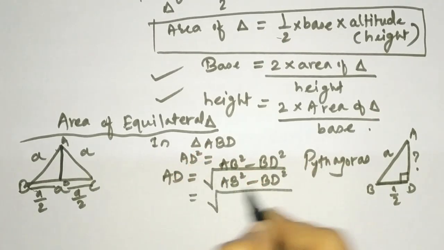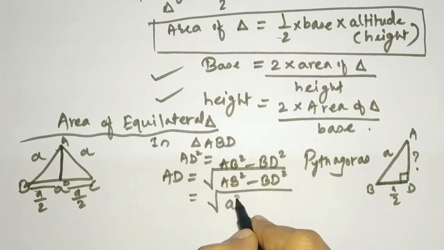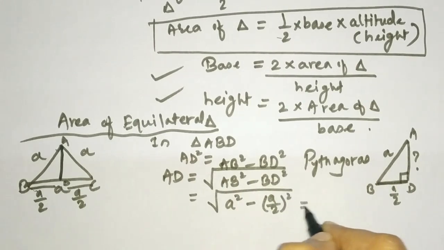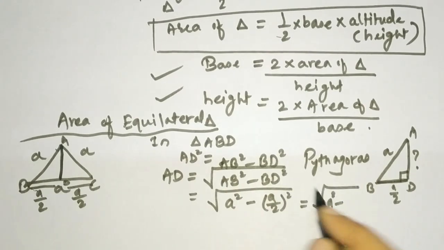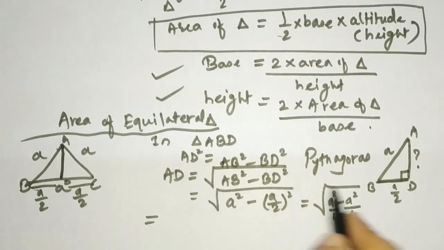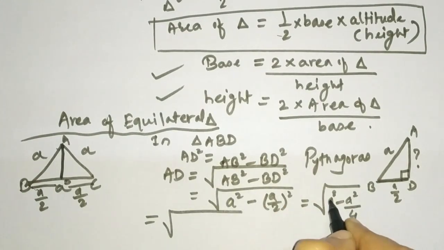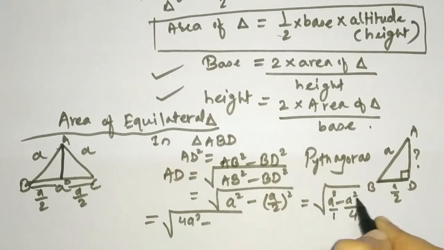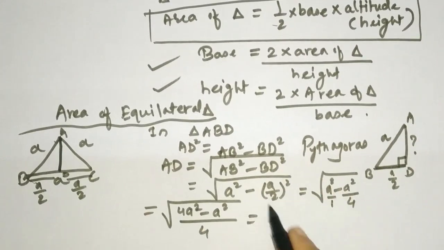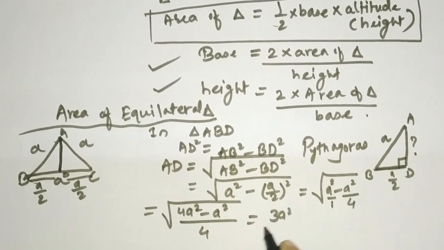And you know that AB is what, friend? A. So it's A square. And BD is A by 2 square. Okay friends, so A square minus, this is A square by 4, 2's square is 4. So now we will solve it. There is nothing in the denominator, so you can take 1. Now I'll do cross. 4 1s are 4. 4A square minus A square divided by 4. So 4A square minus 1A square is 3A square divided by 4.